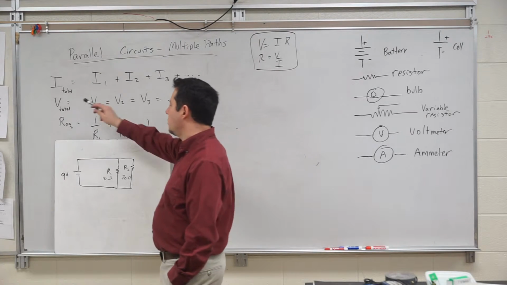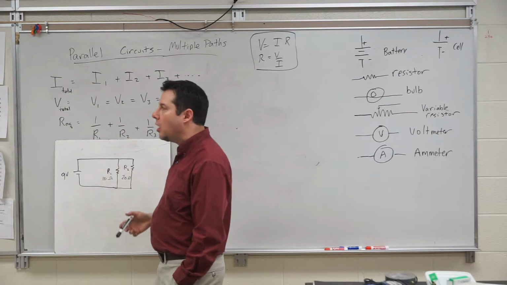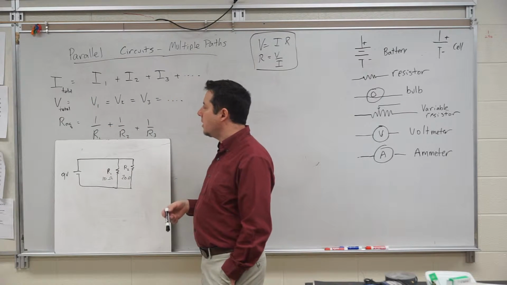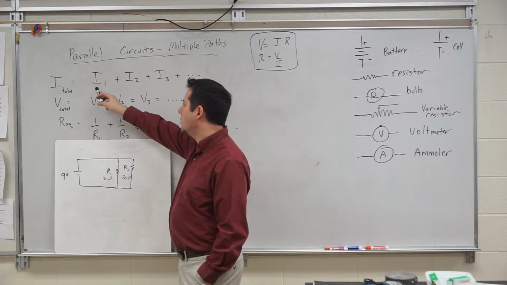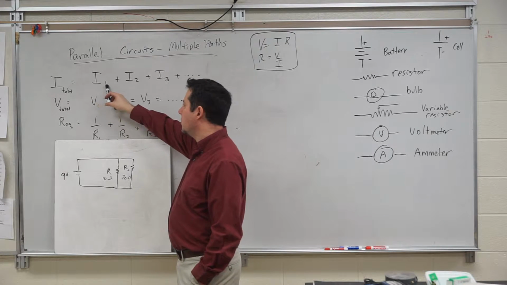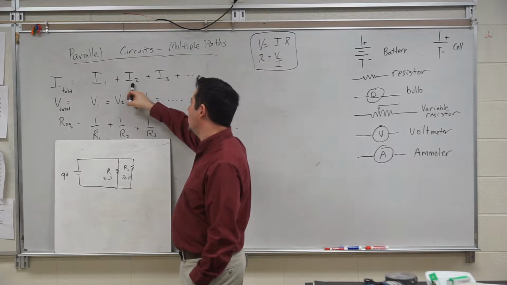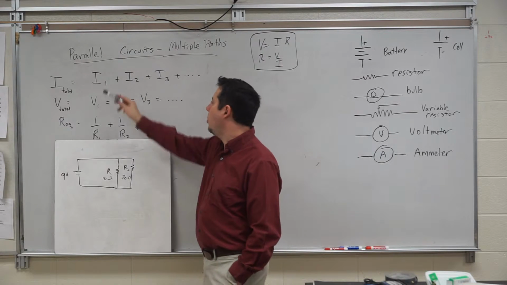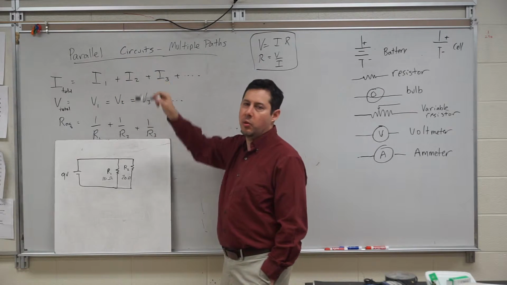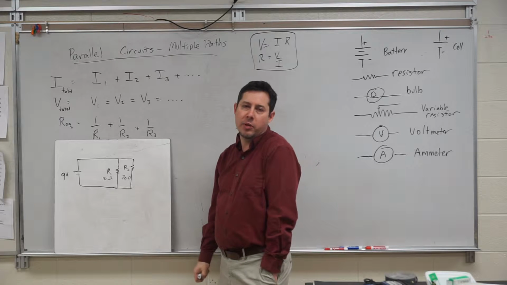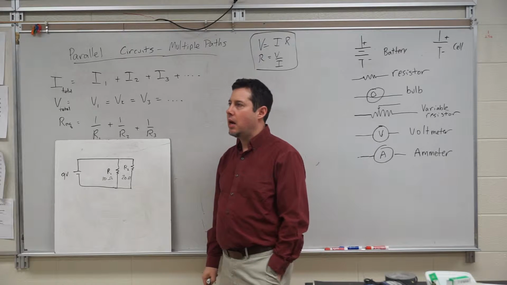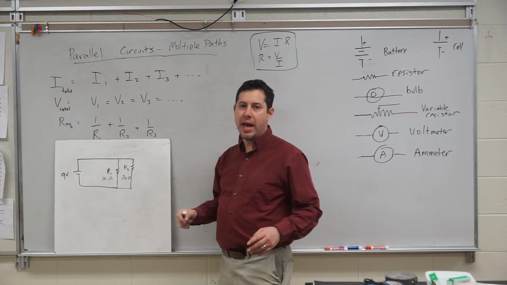So the first one just talks about total current, and when we talked about conservation of current, this should make a lot of sense to you. The total current is equal to the current through resistor 1 plus resistor 2 plus resistor 3, or component 1 plus component 2 plus component 3, because the components don't have to be resistors, they could be anything along these paths.